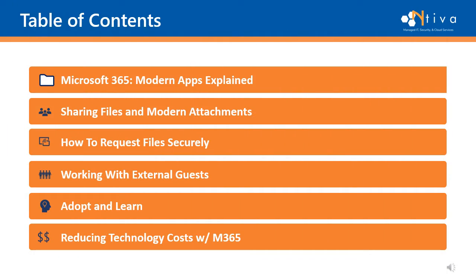Here's a quick summary of what we're going to take you through today. First, we're going to take a look at what we mean by modern apps in Microsoft 365. Then we're going to take a look at the modern way to share files by reviewing our existing file sharing habits and identifying some distinct advantages gained by adopting new file sharing techniques. We're also going to address some common concerns around security and sharing files using these new modern methods.